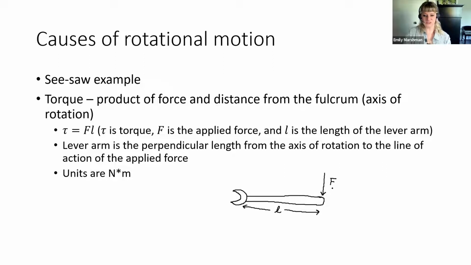If I try to apply the force closer in, I'm not going to get as much torque, and I'm not likely to rotate the bolt. Lever arm we define to be the perpendicular length from the axis of rotation out to the line of action of the applied force.